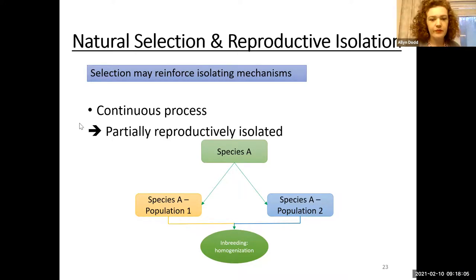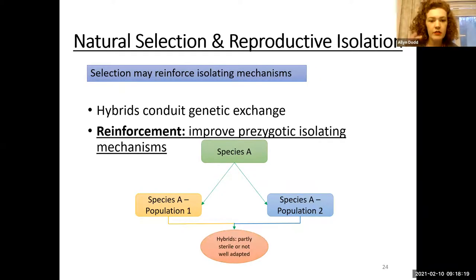So here you have a species, two different populations that may be separated in some way, but they can still interbreed. So there's still gene flow. Gene flow is where you have two different populations, but individuals hybridizing between them. These hybrids are still a conduit for genetic exchange.